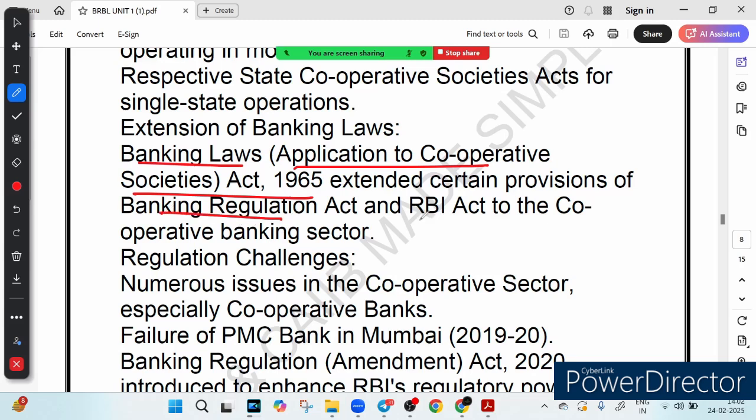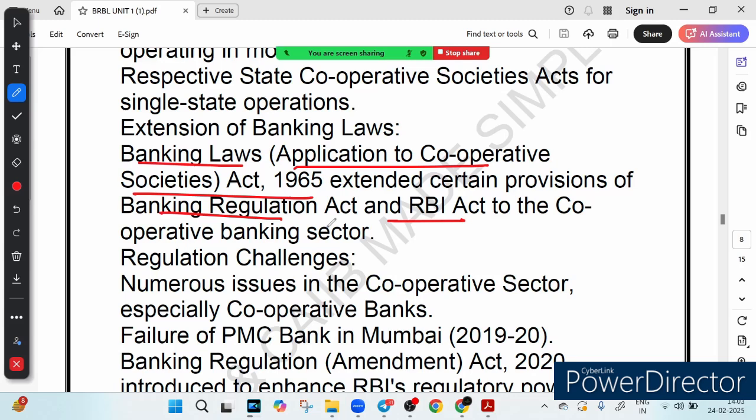It applies certain provisions of the RBI Act to the cooperative bank. So these banks also have to follow some important banking rules, ensuring that they operate securely. So this is how cooperative banks fit into the larger banking system. Now there are challenges in the cooperative bank. So basically what I am telling you is that there is a law which we call the Banking Laws Act 1965. So it applies certain provisions of the Banking Regulation Act and RBI Act to the cooperative bank.